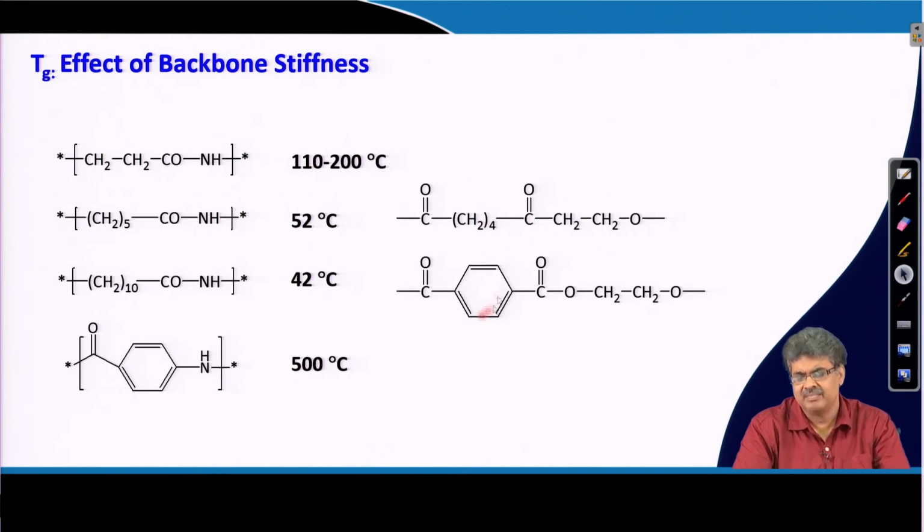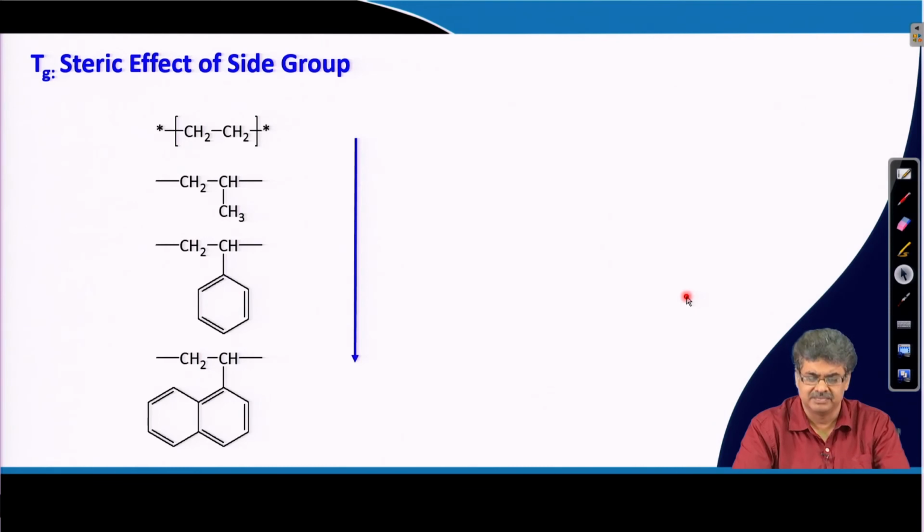Similarly, if you compare these two, obviously this is much stiffer, so it should have a much higher Tg value compared to this polymer. When you compare the steric effect of the side group, you can see that as we increase the size or bulkiness of the side group, the steric effect increases, the rotation around this single bond becomes more difficult, and stiffness increases. As a result, Tg goes up as we increase the steric size of the side group.